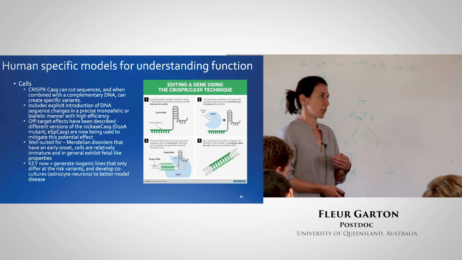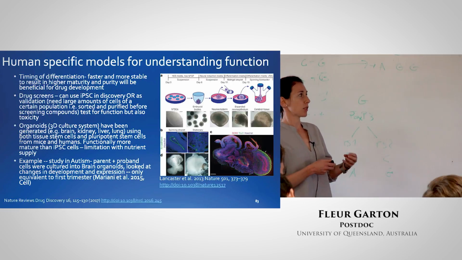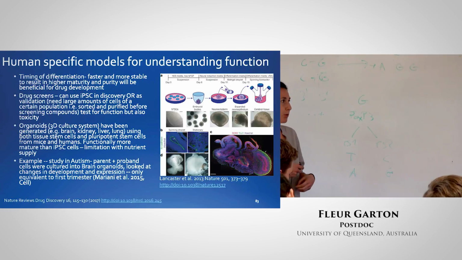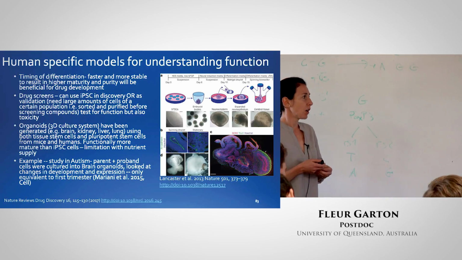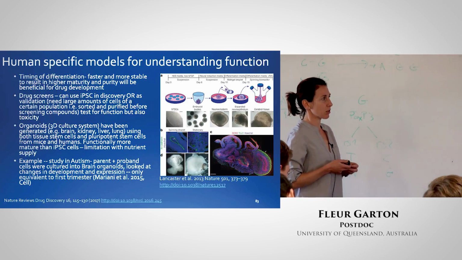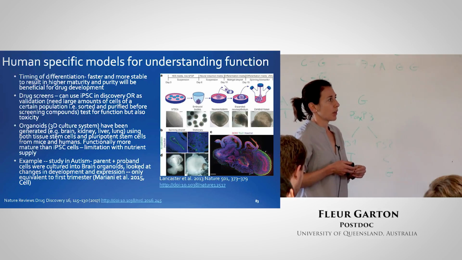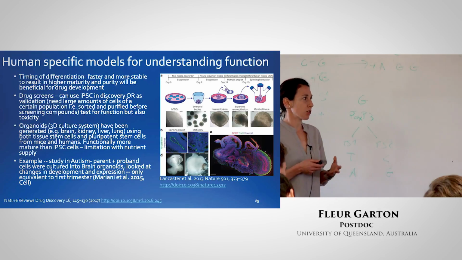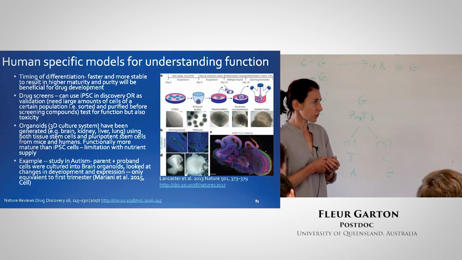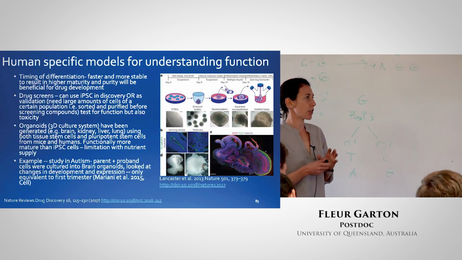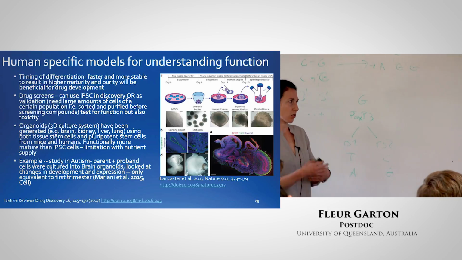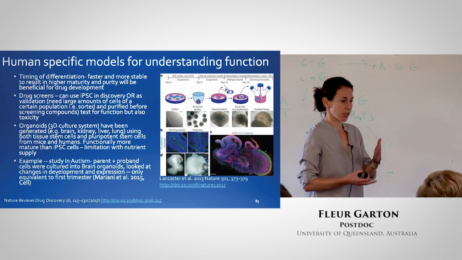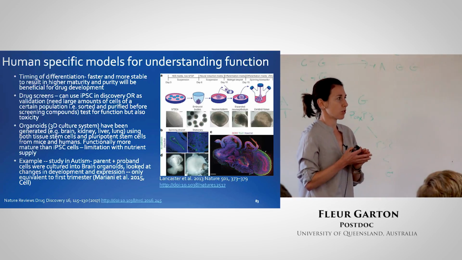So things that are going on in the cell field, I think that they're getting faster and more stable, resulting in higher maturity and purity, and this will obviously benefit the translational aspects. The great thing about iPSC is drug screen potential, or as a validation tool as well. But you do need large amounts of cells in a certain population that are sorted and purified before you start to screen these compounds.